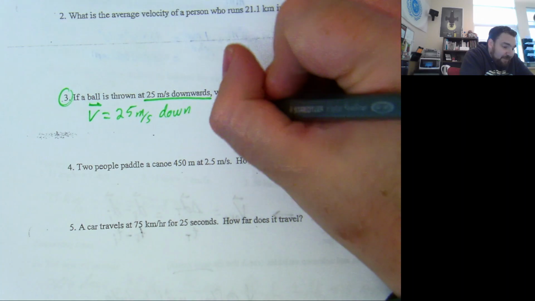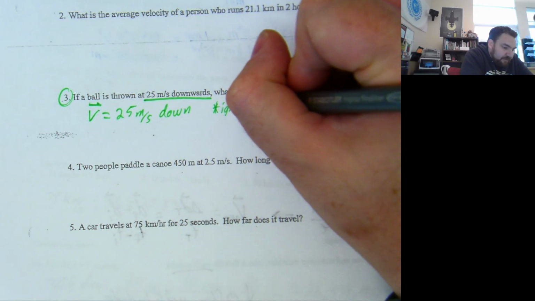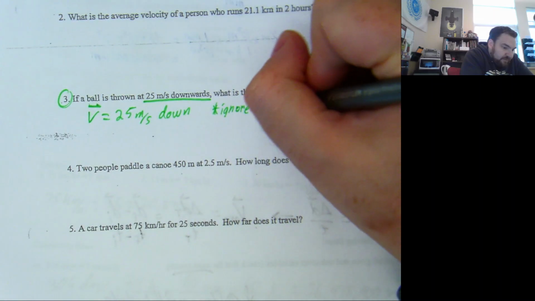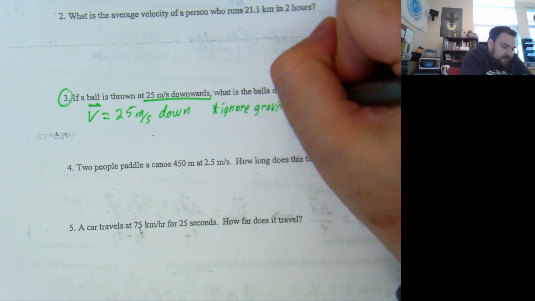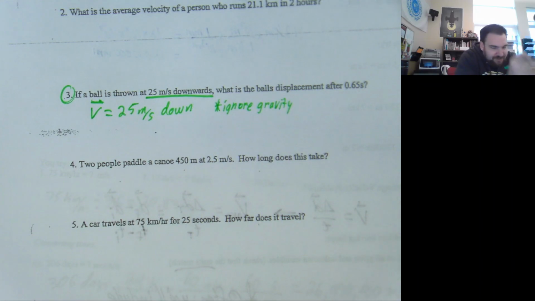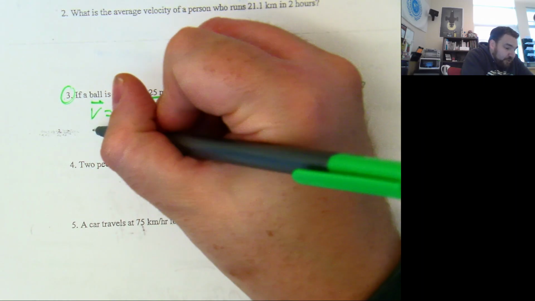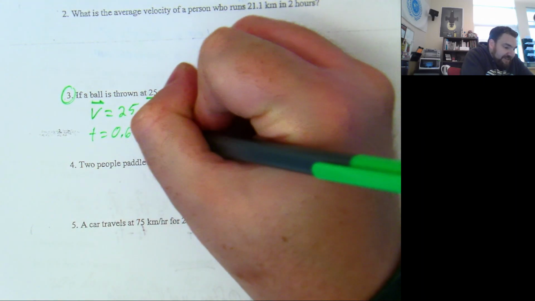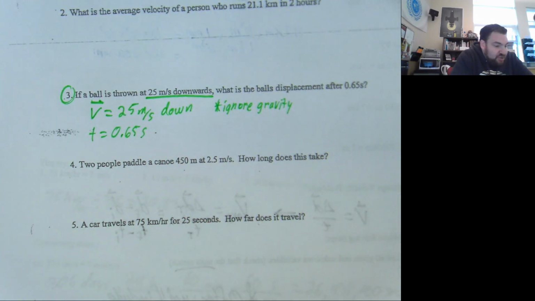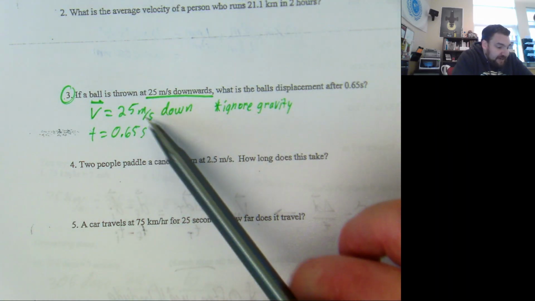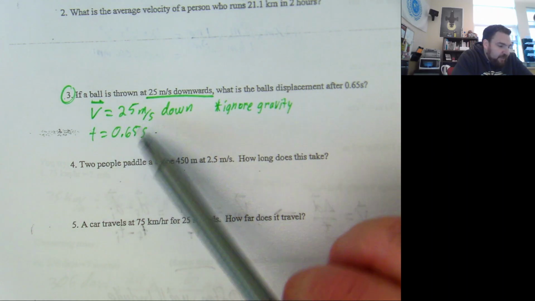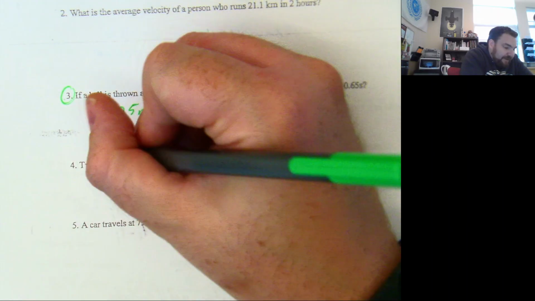For the sake of this problem, we're going to ignore gravity. We won't soon, but we are going to now. We know the time. We're told that the time is 0.65 seconds. So we've got a velocity with meters and seconds, we've got a time in seconds, and I want to figure out the displacement.